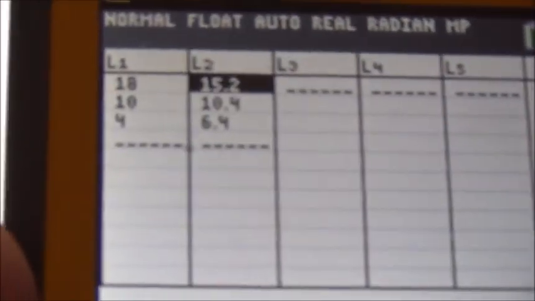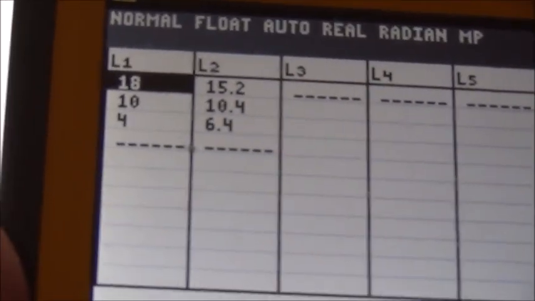So again, I'm going to hit Stat, and I'm going to hit 1 to edit and change my lists. Since I have the same number, I'm not going to worry about clearing them. 20, 16, and 12 for the females.